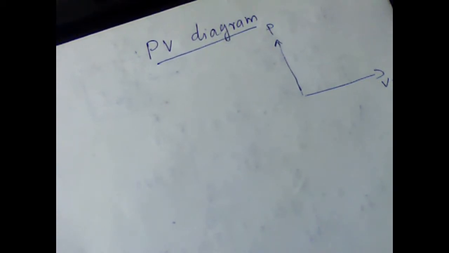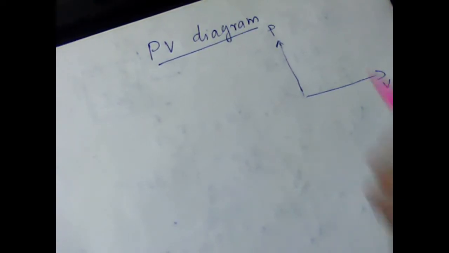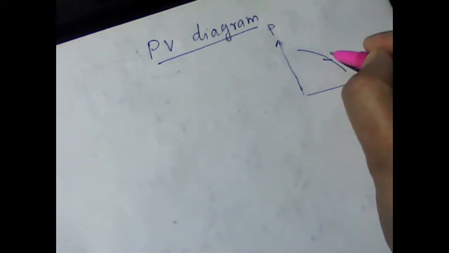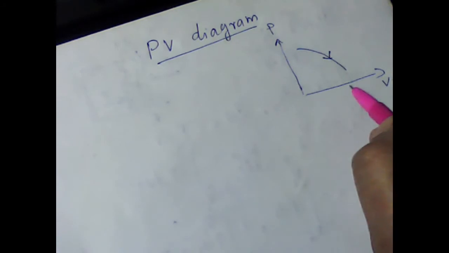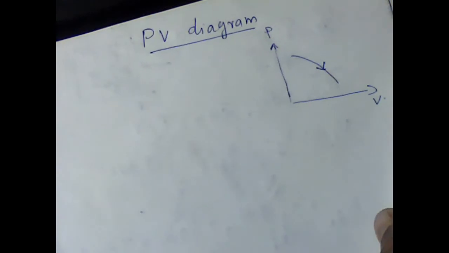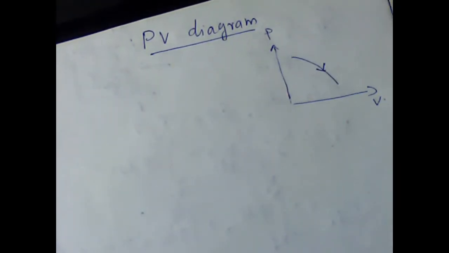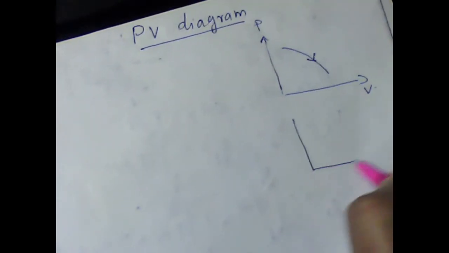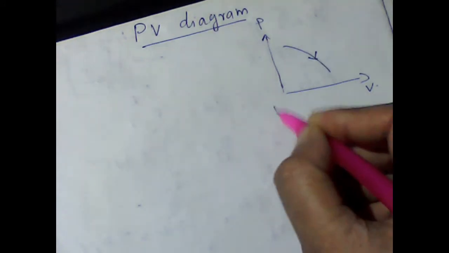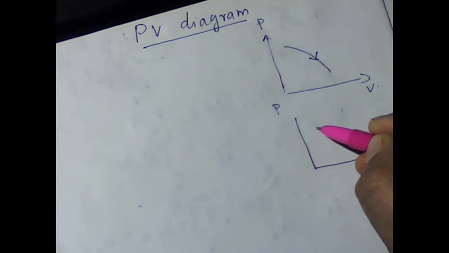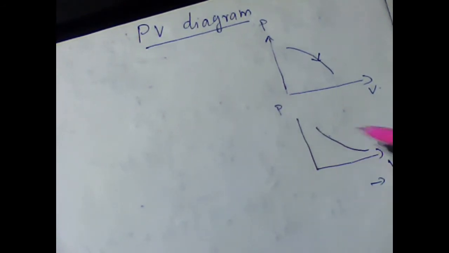And we can draw diagrams for different processes. So the usual notation of an expansion process is like this. For an expansion, the volume will increase. So this is the usual notation of a PV diagram for an expansion. For a compression, the PV diagram will be, this is V and this is P. For compression, the PV diagram will be like this.